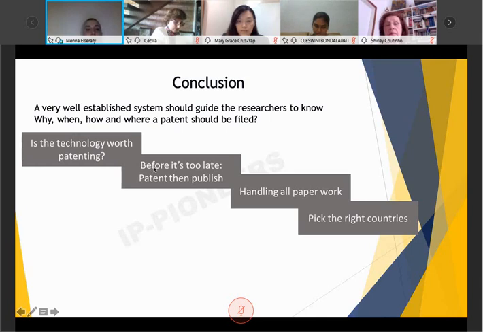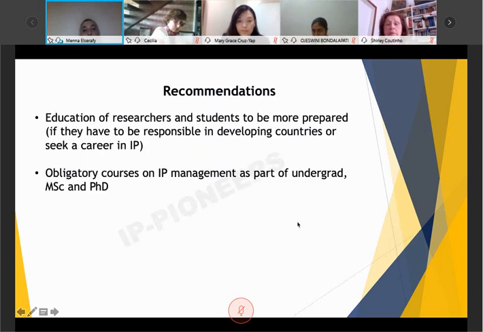So first of all, why: is the technology worth patenting? When: before it's too late, patent first and then publish. And how: by helping them with handling all the paperwork. And where: by picking the right countries for production.